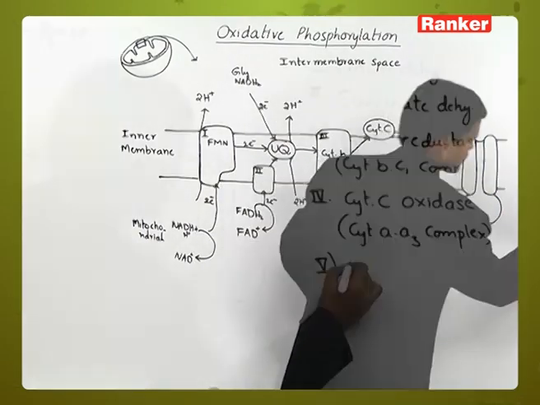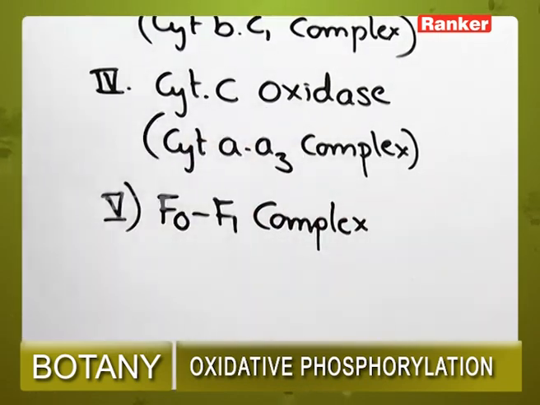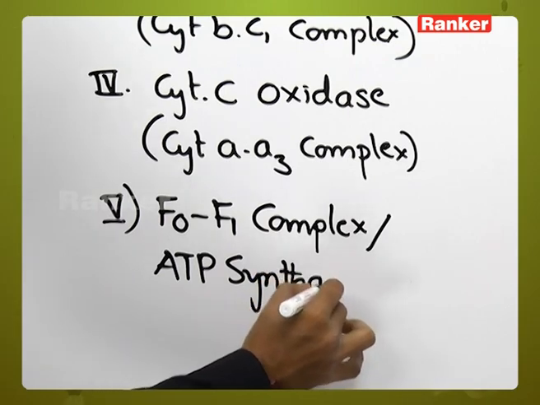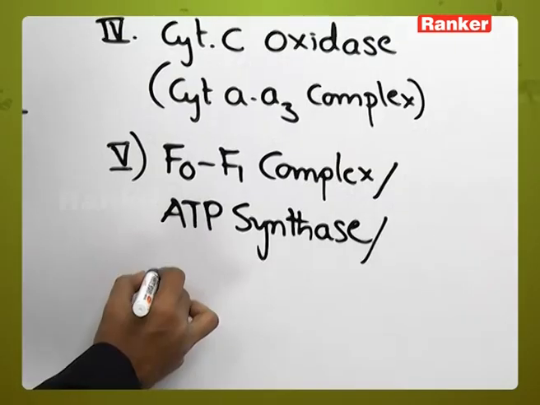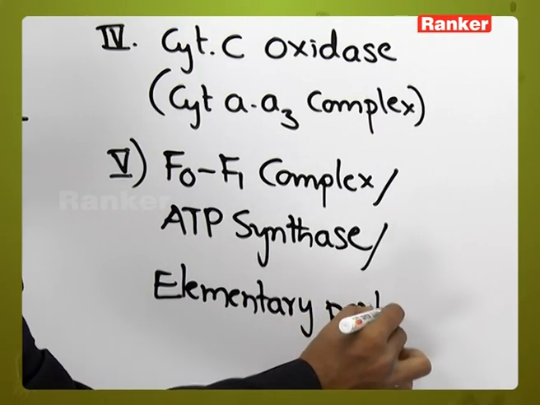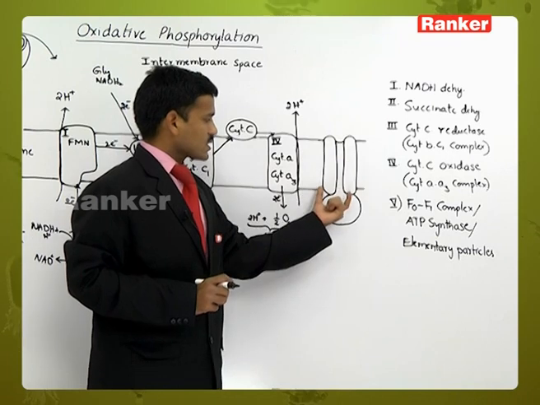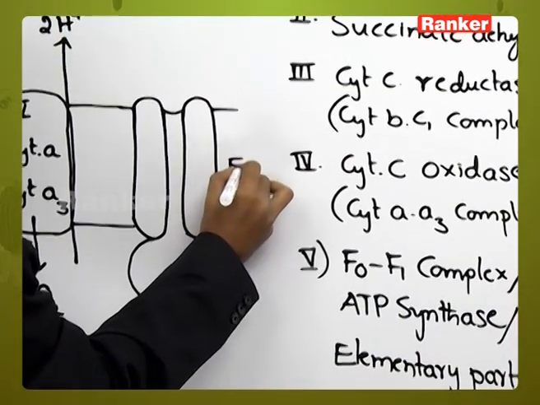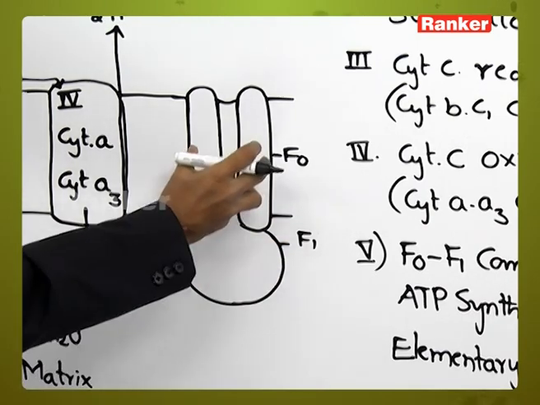This complex is called the F0 F1 complex, or ATP synthase, or elementary particle also. In the F0 F1 complex, one stalk-like structure is present and one head-like structure. The stalk-like structure is the F0 part, and the head-like structure is the F1 part.